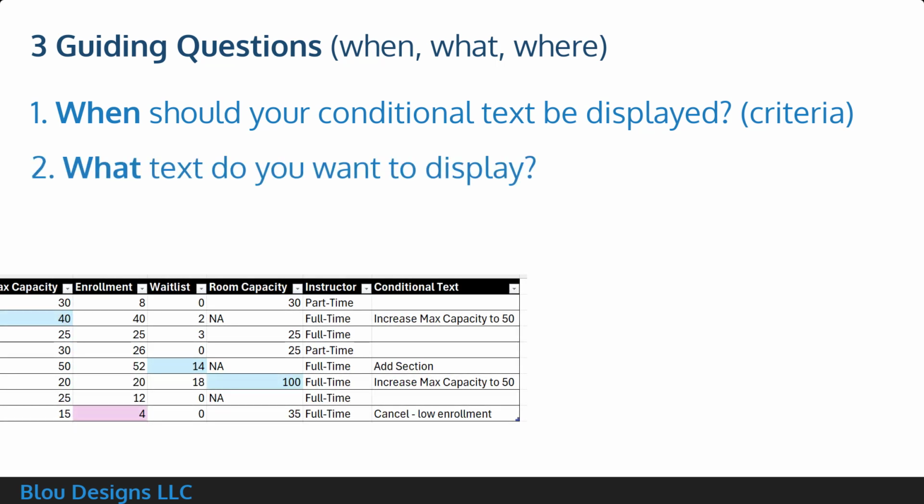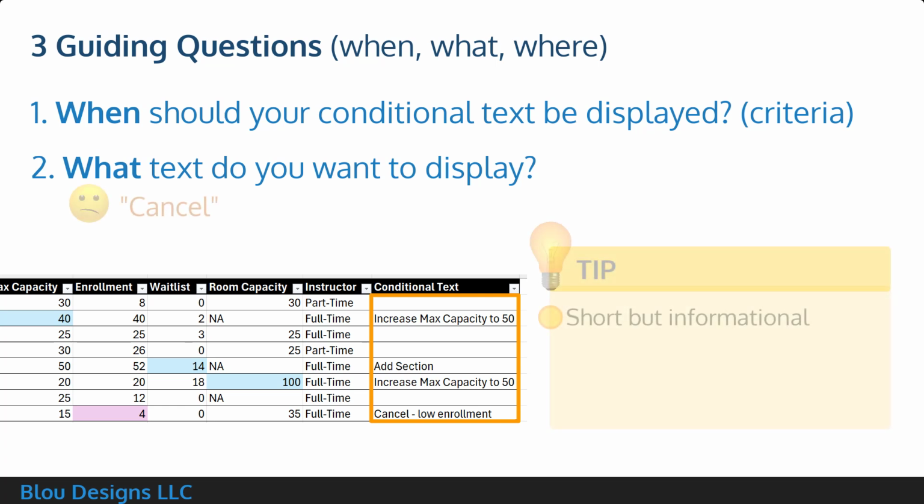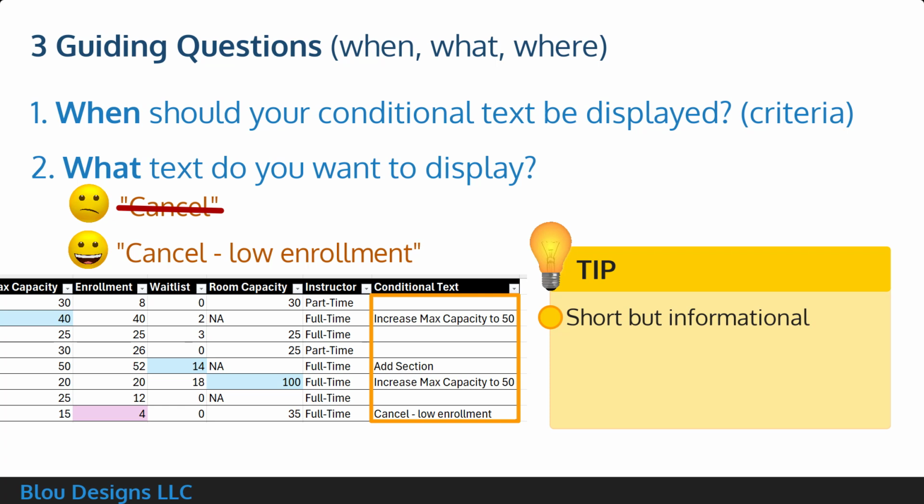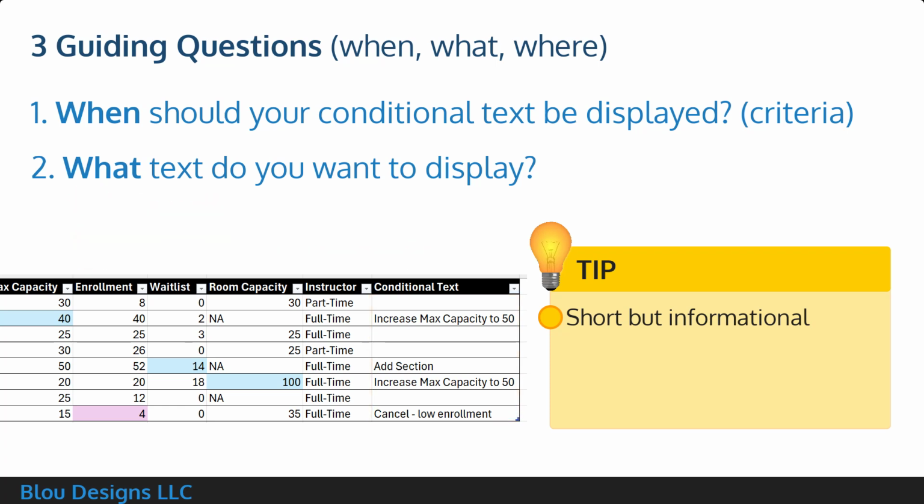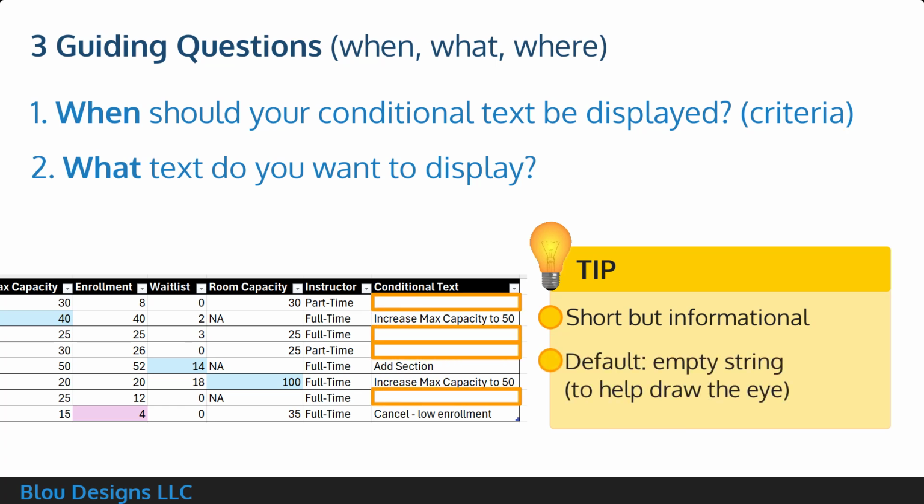Question 2. What? What text do you want to display when the criteria are met? You want to keep the text relatively short because this is still going into a spreadsheet cell, but long enough to be informational. To help draw the eye the same way that color coding does, I recommend using the empty string when the criteria are not met. This way, by default, your conditional text cells will appear blank unless there's something to pay attention to.